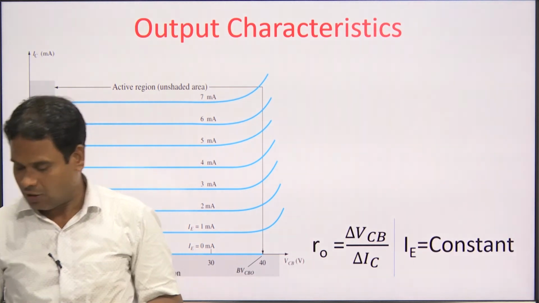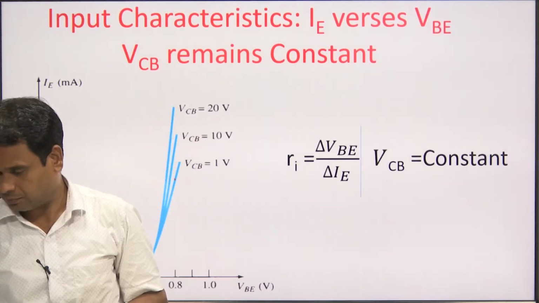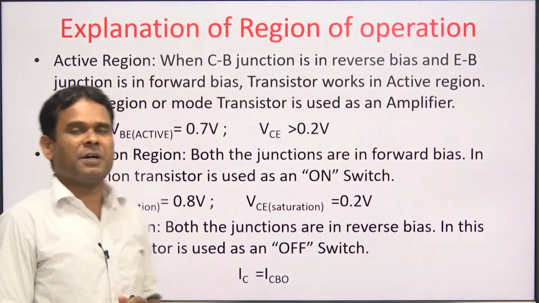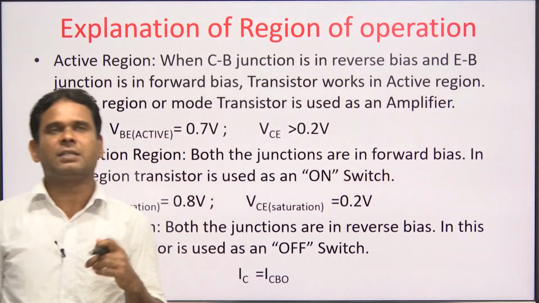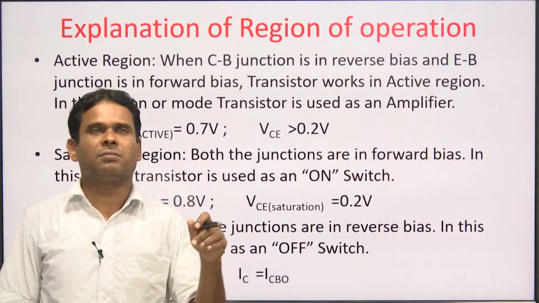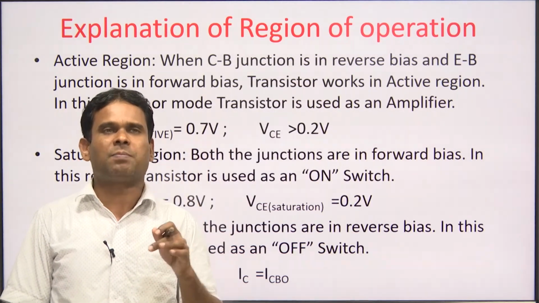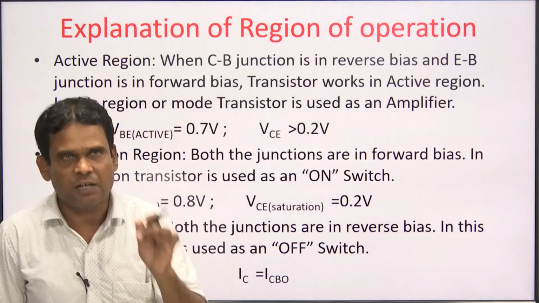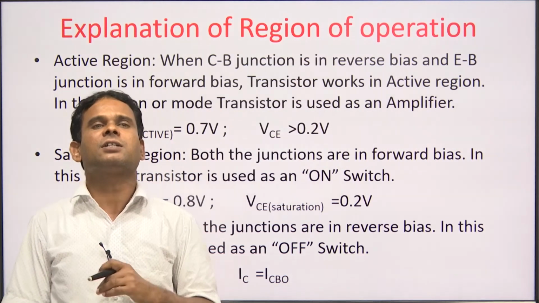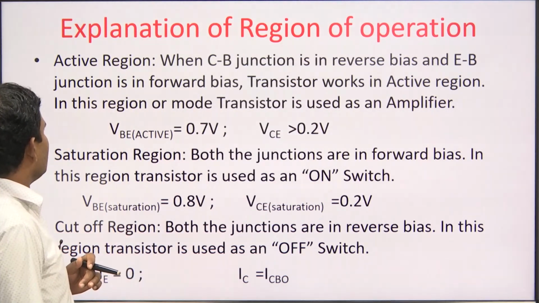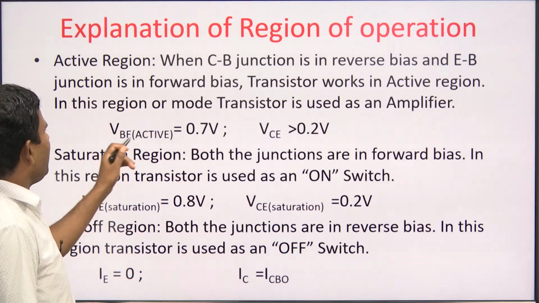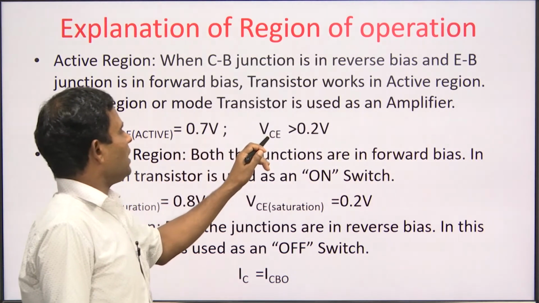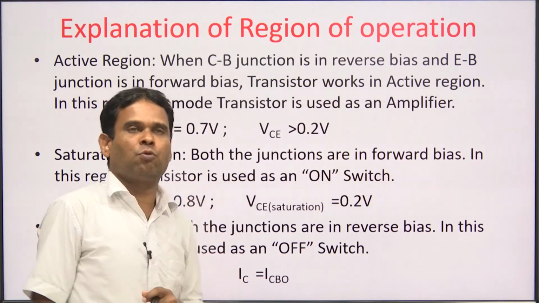Now, explanation of these 3 regions. For the active region, if the collector base junction is in reverse bias and the emitter base junction is in forward bias, the transistor works in the active region, and in the active region we can use this transistor as an amplifier circuit. This means for the active region VBE must be 0.7 volt if it is made of silicon, and VCE must be greater than 0.2 volt.